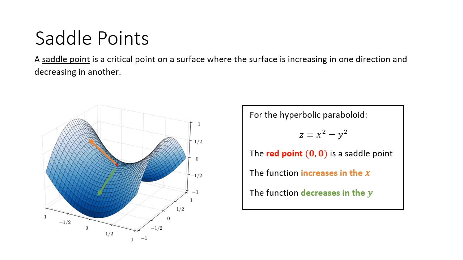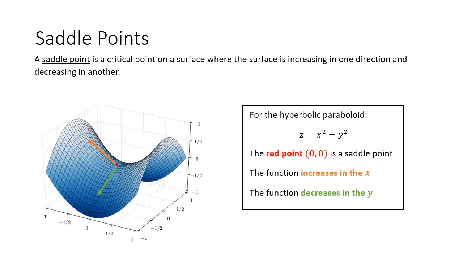So a saddle point is going to be our critical point on a surface where the surface is increasing in one direction, but decreasing in another. And so the most common type of saddle function is this hyperbolic paraboloid, where z equals x squared minus y squared. That red point 0, 0 is a saddle point because as I move in the x direction, my function is increasing. And again, you can see with that orange arrow that my function is definitely getting bigger. But it is going to be decreasing in the y direction, which is my green arrow.